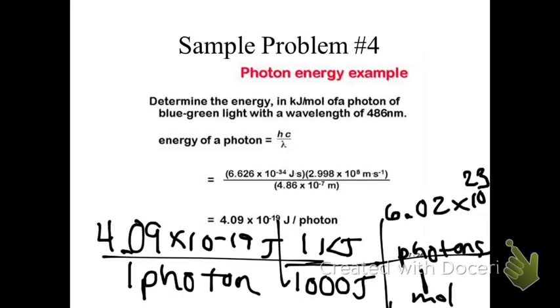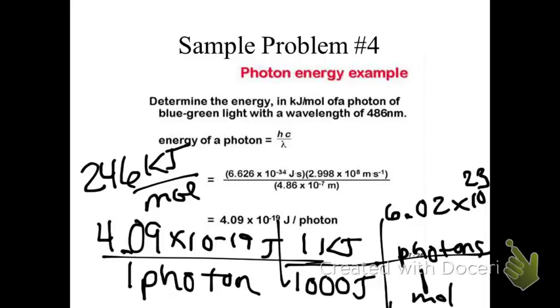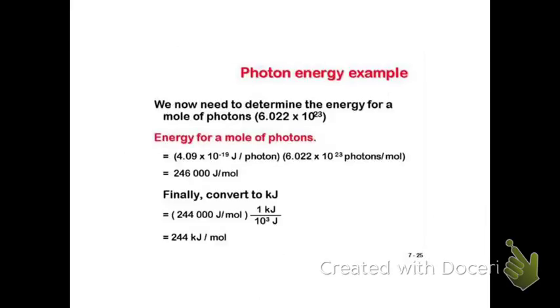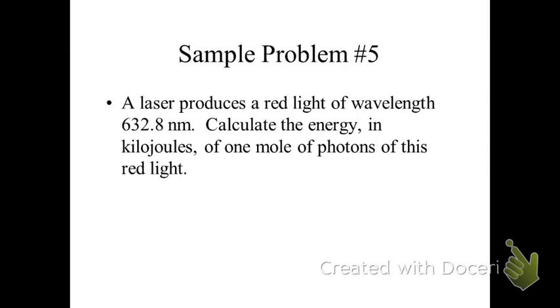Okay, so you get 246, and then your units would be kilojoules per mole. So the lesson is, whenever you're reading a problem, make sure you pay attention to the units they want. Joules per photon, no problem. The answer will come out that way. If it asks for kilojoules per mole or anything to do with joules per mole, you're going to need to do some conversions. So here's an example in your notes.